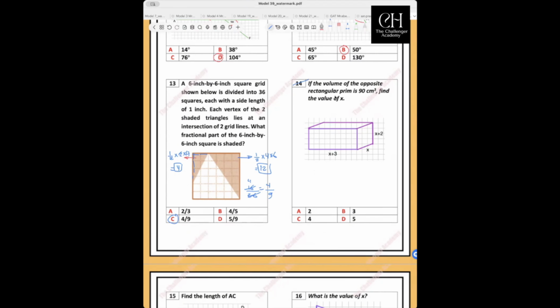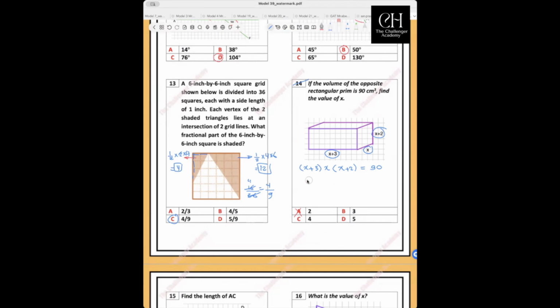If the volume of the opposite rectangular prism is 90 cubic centimeters, find the value of x. You know that to find the volume of this shape, this cuboid, you just multiply length times width times height. So it will be x plus 3 times x times x plus 2, and all of this equals 90. Now we can pick one from the choices and check if it is correct or not. For example, if we choose 2, it will be 2 plus 3, which equals 5. This is 2, times 2 plus 2, which equals 4. 5 times 2 equals 10. 10 times 4 will be 40. So A is not correct.